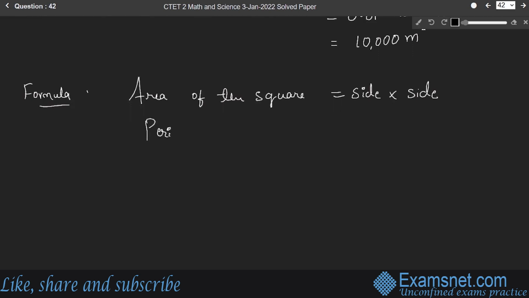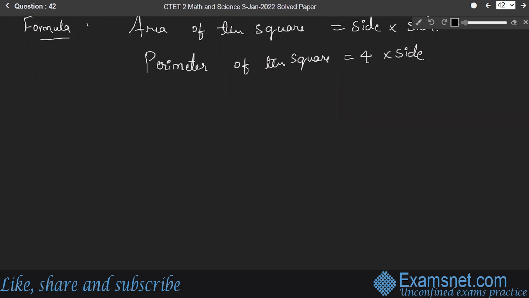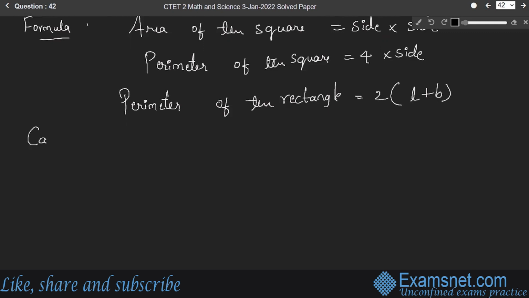Perimeter of the square is equal to 4 times side, since all sides are equal in their length. Perimeter of the rectangle is equal to 2 times length plus breadth. Right? Calculation.